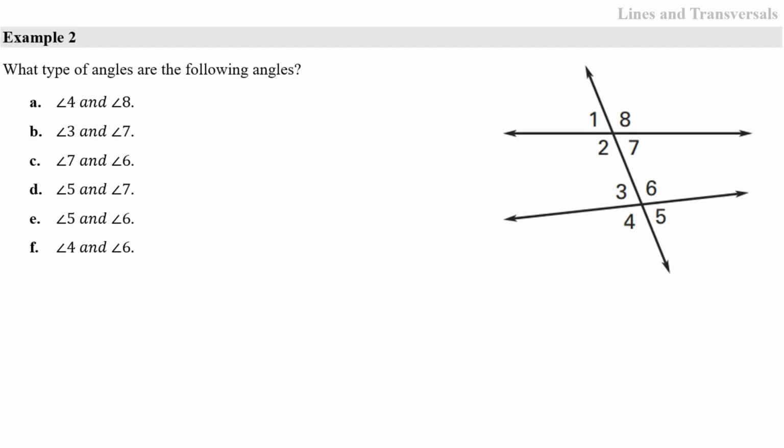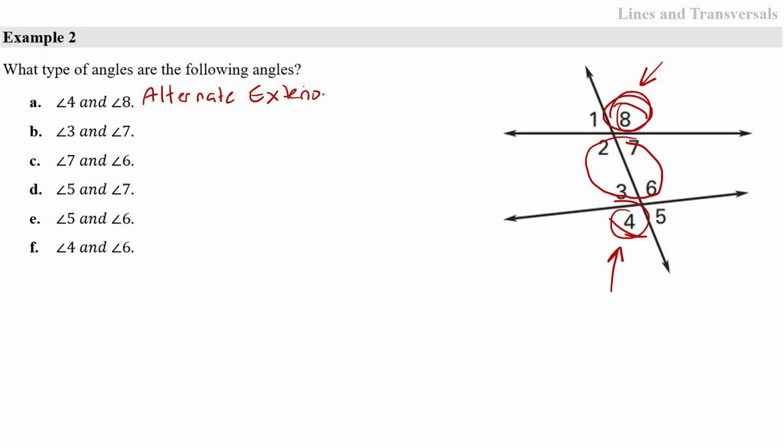Okay, so let's do some examples here. It says, what type of angles are the following angles? What type of angles are 4 and 8? So here's 4 and here's 8. Now notice that they're not on the inside. That makes these two angles exterior angles. Okay? And one is on the top right and the other one is on the bottom left. And so alternate means opposite, and they're exterior because they're on the outside, so they're alternate exterior angles.